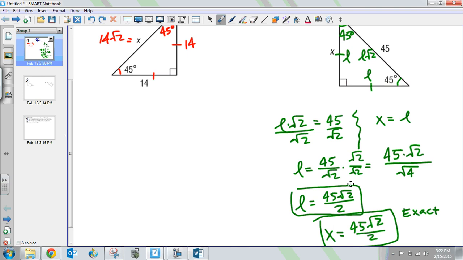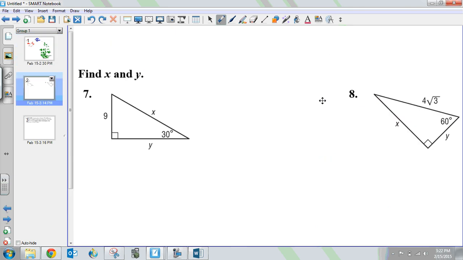This is something that we need to practice. You'll see this. These ones are really easy, but these ones are kind of tricky. But I always set up my equation. So now let's do the same thing, but let's do it for a 30, 60, 90 triangle.